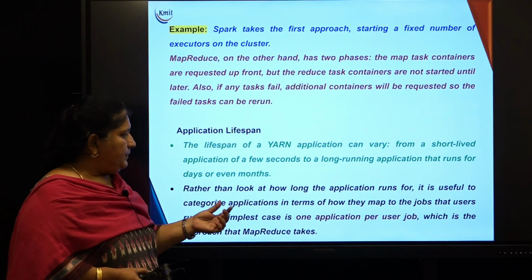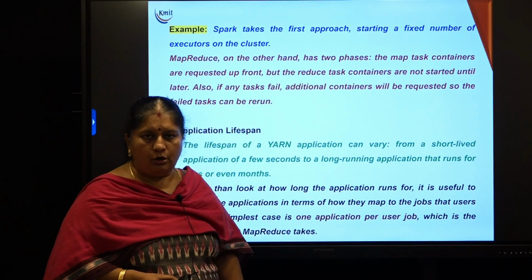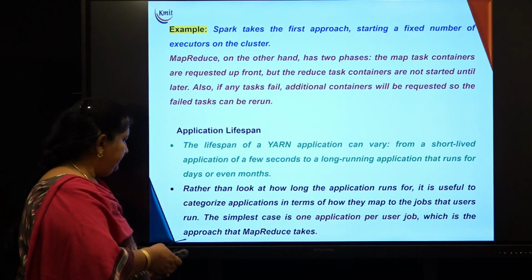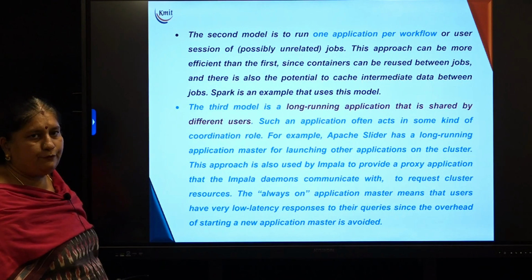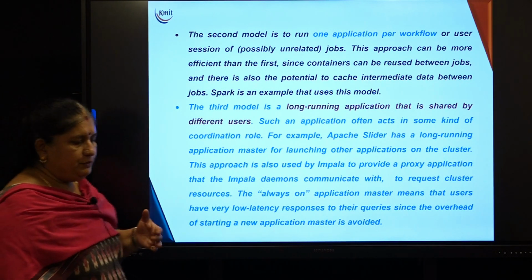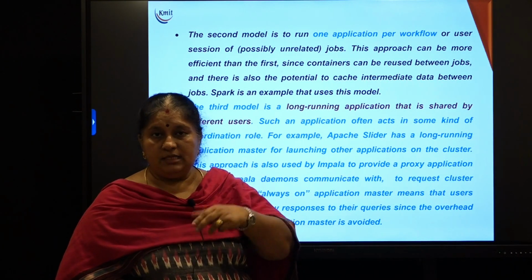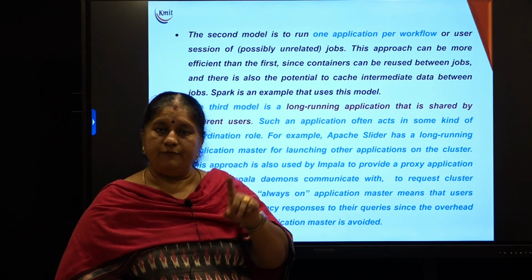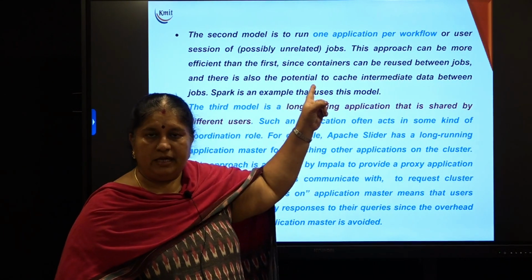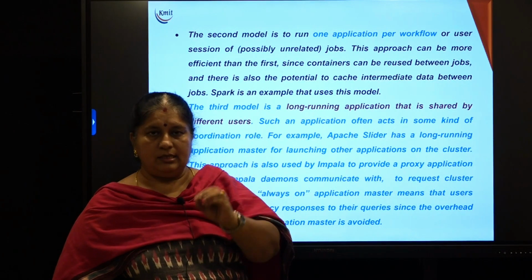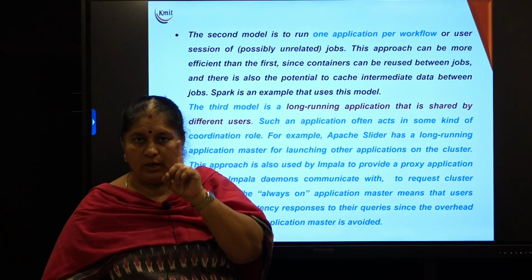Say for example, shall I allow at a point one application per user job? Shall I allow that, or shall I go for one application per workflow? That means 5 to 6 users are working at the same instance of time. Shall I count all these people as one application? The first method is one user, one application. The second is one application per workflow. At this instance of time, how many users are submitting an application execution? Shall I count all of them as one application?